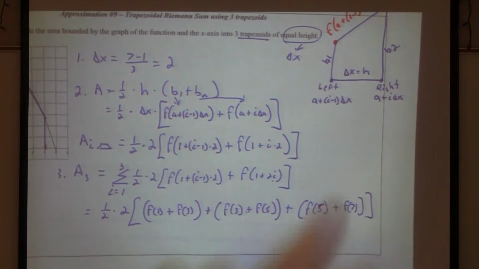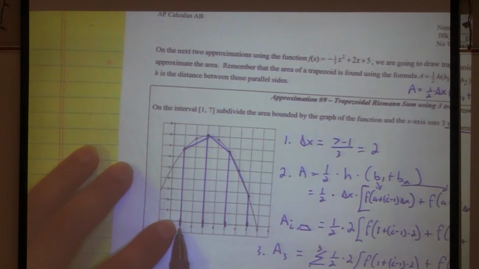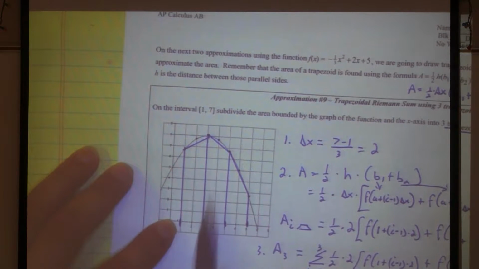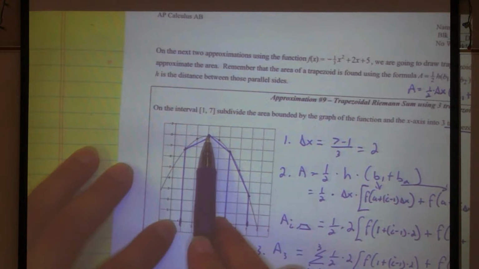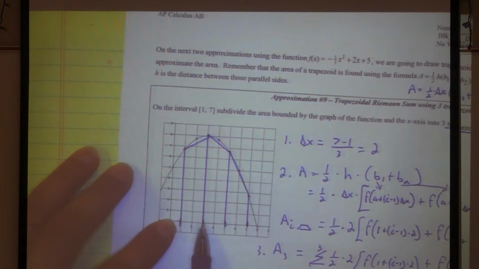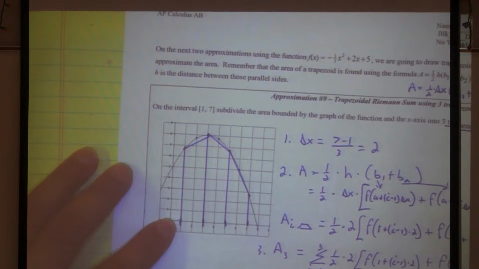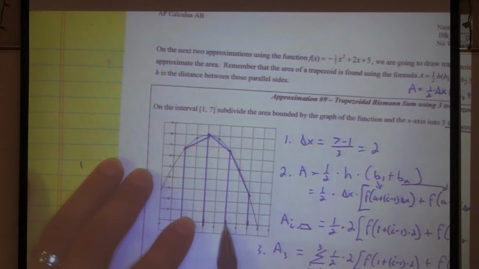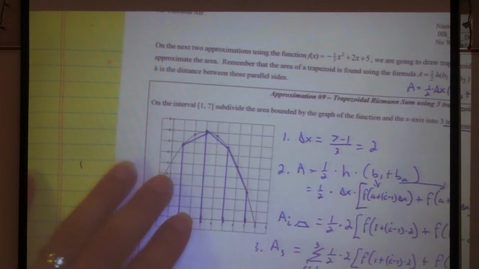Can you see it from the picture where we're getting those numbers from? So if we come over here to our picture, okay, to find the area of this first trapezoid, I would say f of 1, which gives me this base, plus f of 3, which gives me this base, right? Times the height, 2, divided by 2. Now the next one would be f of 3 plus f of 5 times the height divided by 2. Understand?